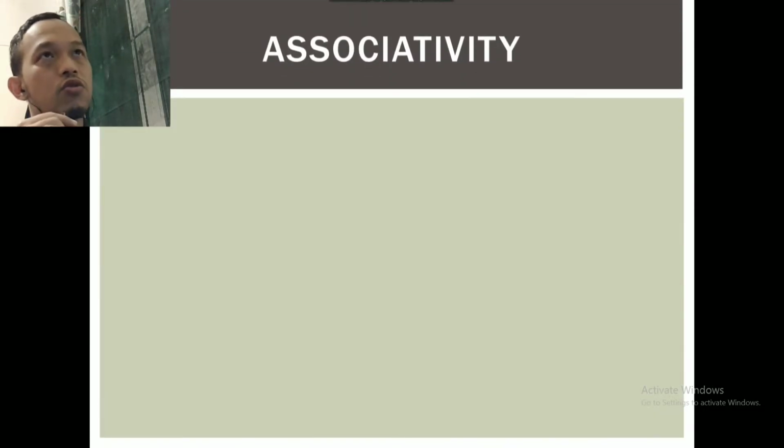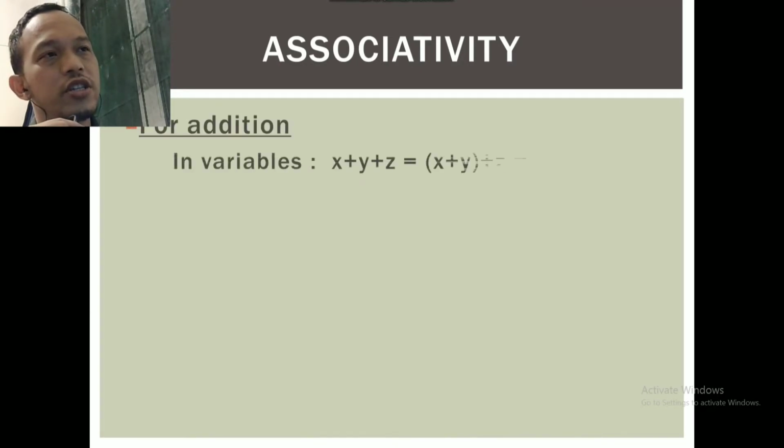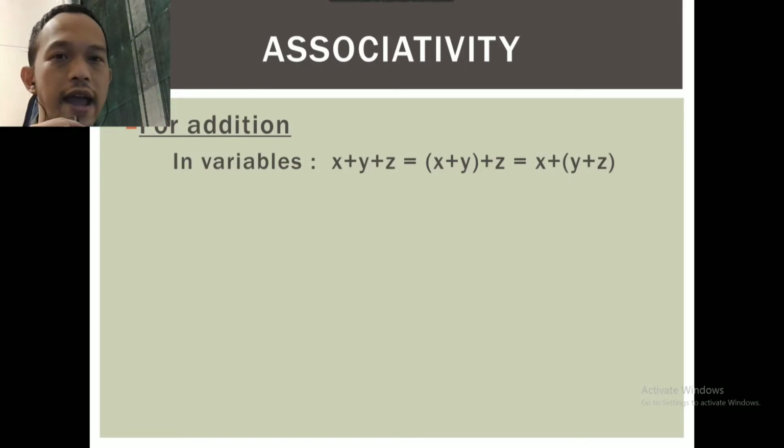The next field axiom is associativity for addition. Associativity's origin is from associate. You can associate the first two parts, or you can associate the last two parts, as long as it is addition. In variables, if there is x plus y plus z, you can sum the first two variables, x plus y, and then add z, and it will be just the same as adding x to the sum of y plus z.